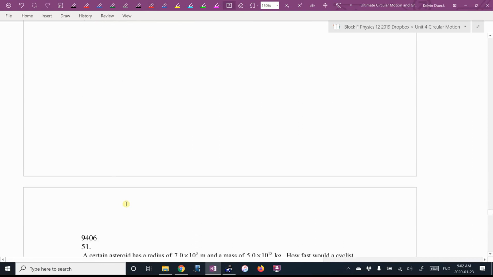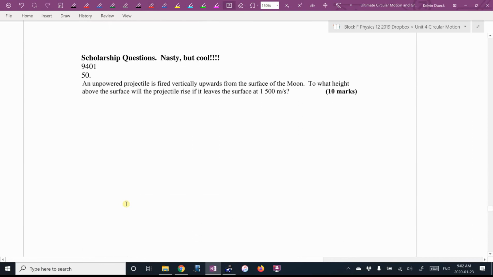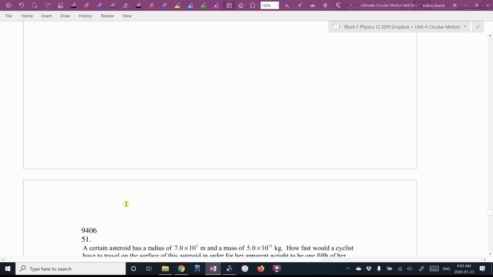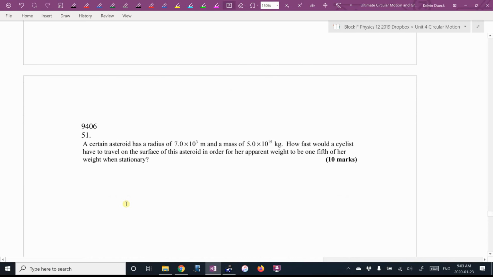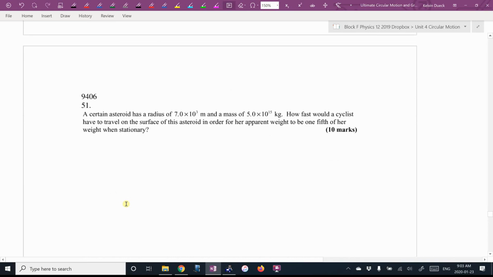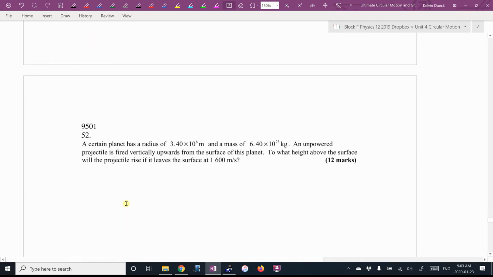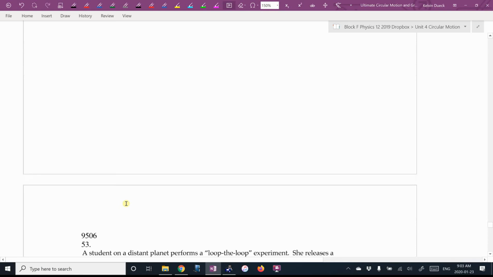Skip 50. Now, the scholarship questions are always optional, but I know that some of you are going for 100% in my course, and you like the challenge, and you can try them. I have my steps shown. 50, no. 51's cool, but no. Cycling on an asteroid is just cool. 52, no, not yet.